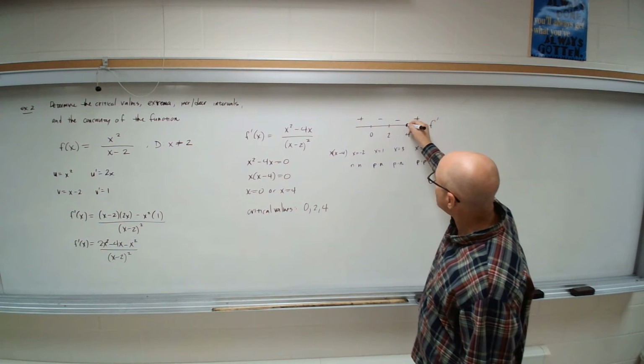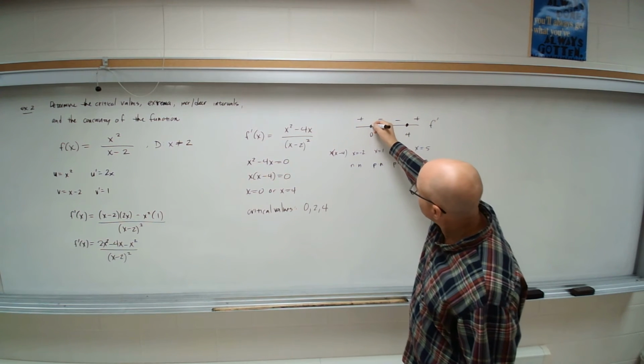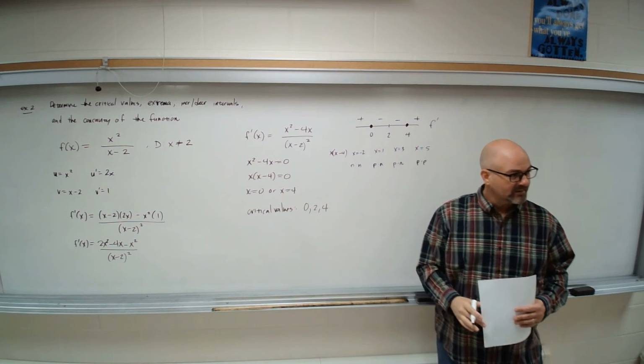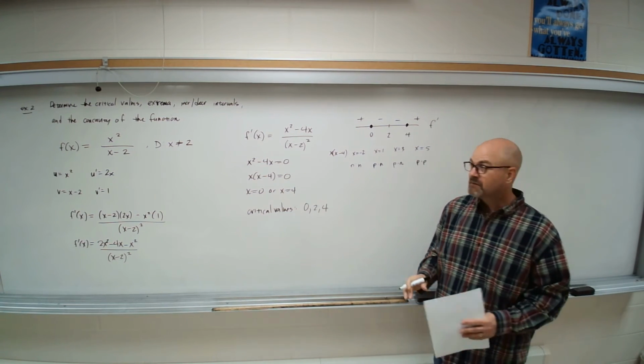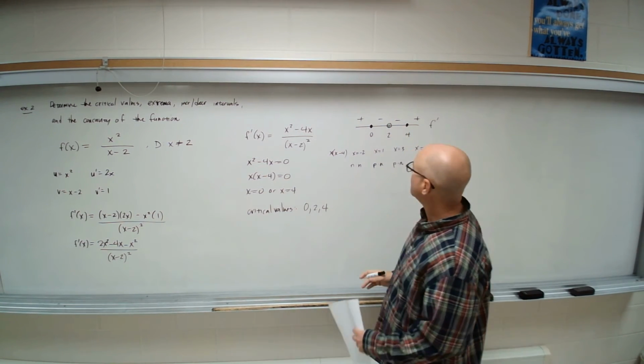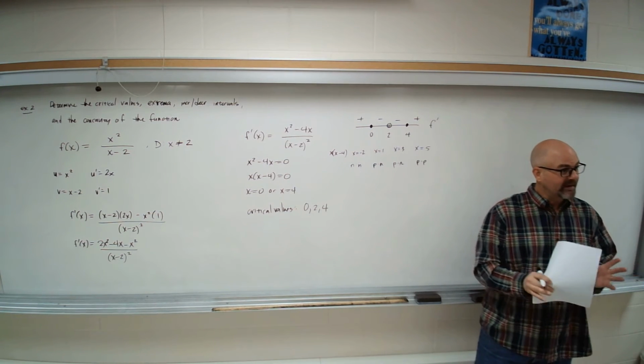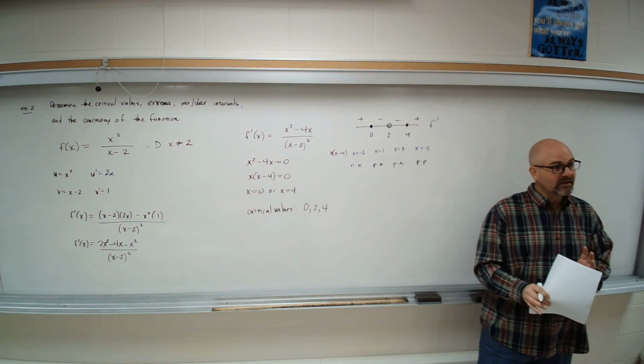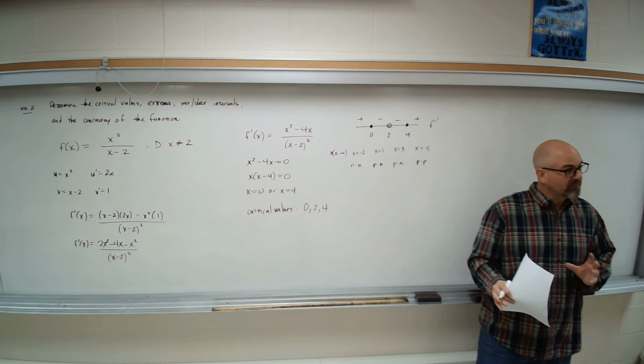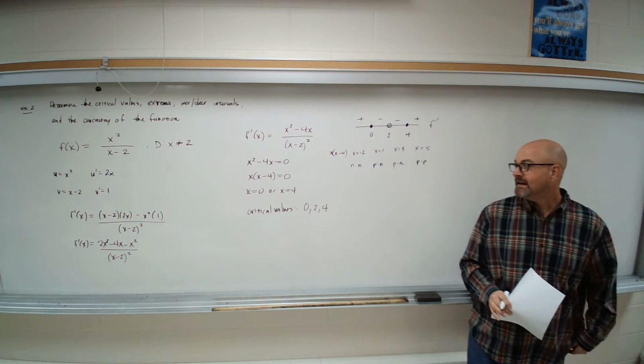I could note here these were actually zeros, where 2 was not. 2 was the vertical asymptote, so you might even indicate that with an open circle, like, hey, that's not going to be part of any of my increasing or decreasing intervals because it's undefined on the original function, just as an idea there.